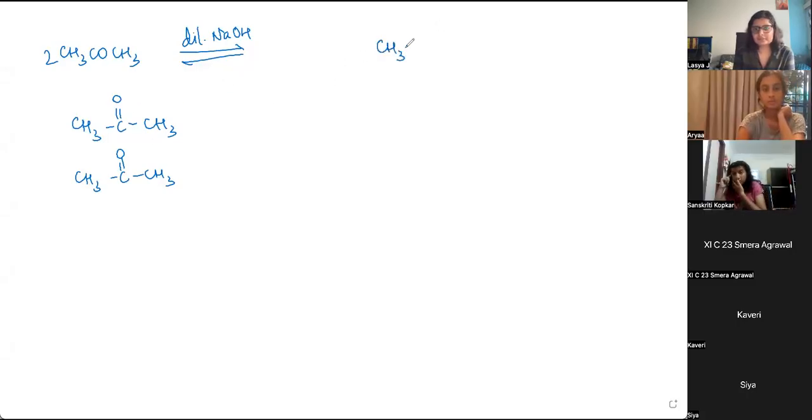I don't remember, but I think I was asking that after it loses the alpha hydrogen, the entire second molecule attaches itself to that first molecule. Yes. Where it attaches is the carbon of the C double bond O. That's the reactive center. Okay.